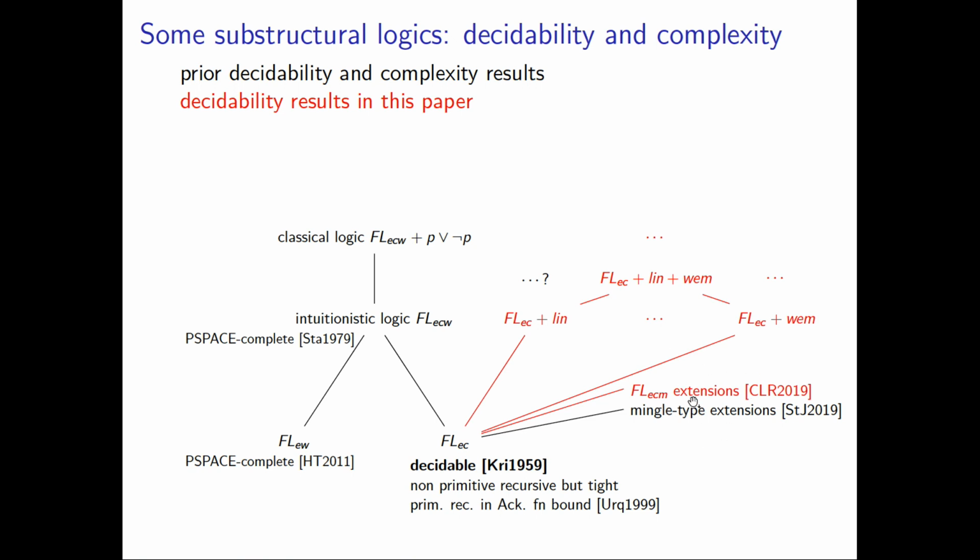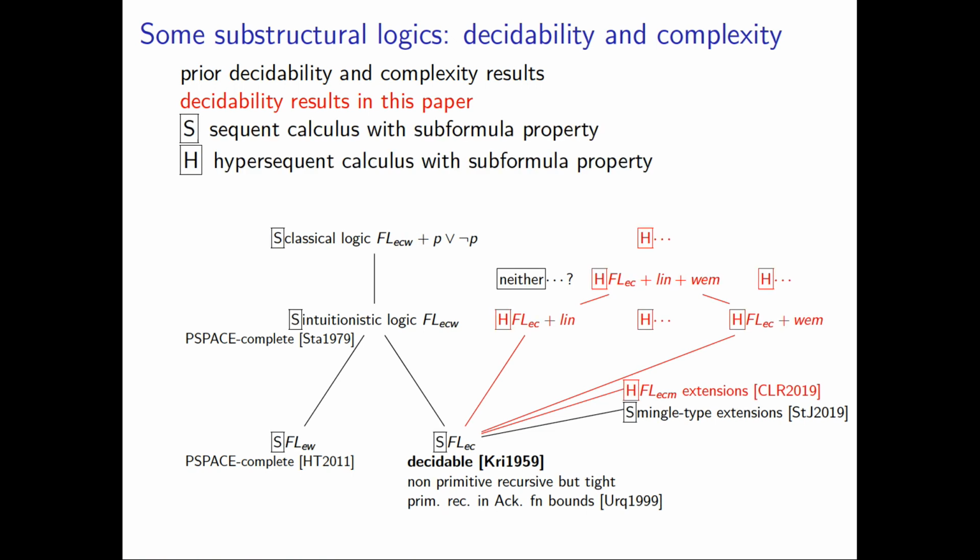There are some scattered results on extensions of FLEC decidability, for example, with the mingle axioms and mingle type axioms, which are shown over here. I should also mention that in the case of FLEC already, the complexity bounds are horrendous, in the sense that Urquhart showed roughly matching lower and upper bounds that are not primitive recursive. FLEC is not primitive recursive, but it is primitive recursive in the Ackermann function.